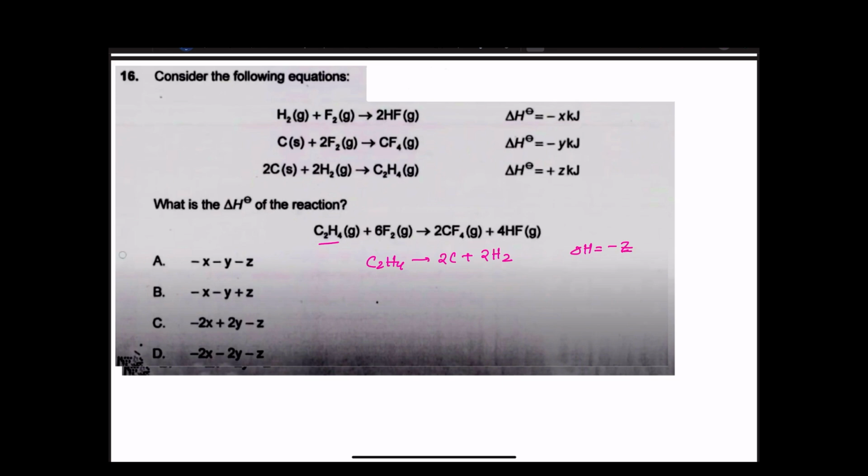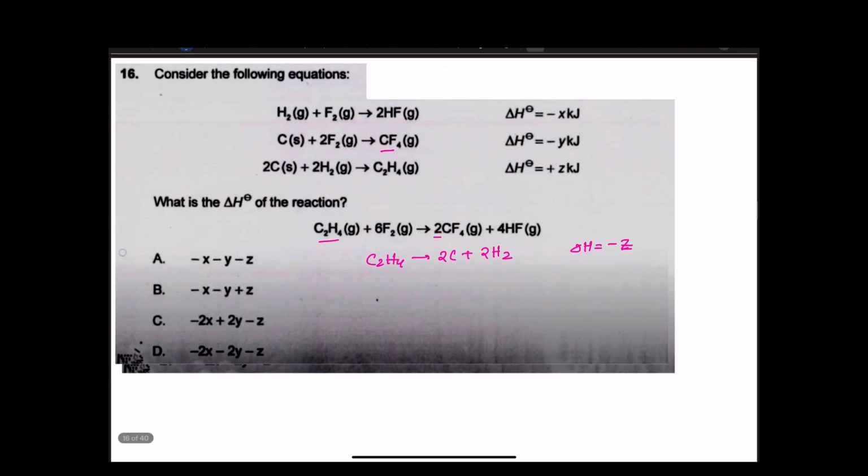Okay. Next, CF4 is on the right side, but the coefficient of CF4 is 2. So I'll multiply the second equation by 2: 2C plus 4F2 giving you twice CF4. Delta H would be negative 2Y. And the last one, you have 4HF in our reaction. So I'll multiply the first equation by 2: twice H2 plus twice F2 gives you 4HF. Delta H would be negative 2X.